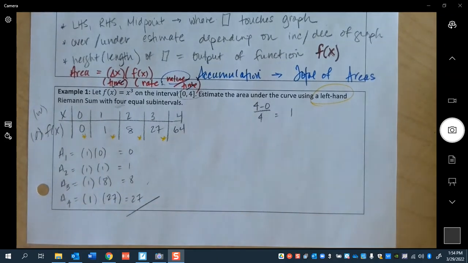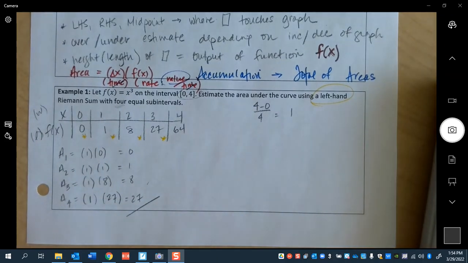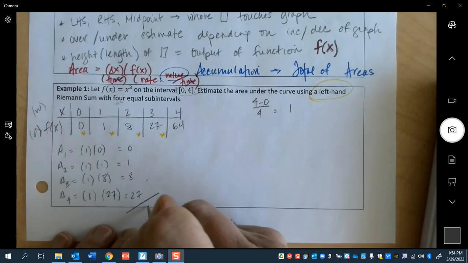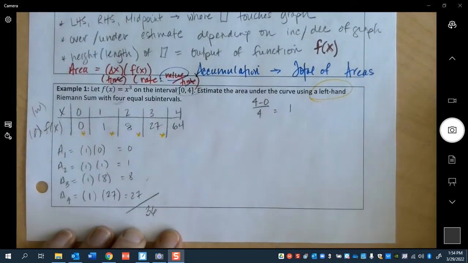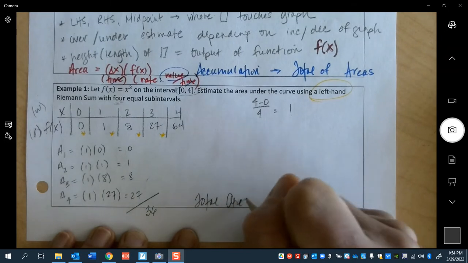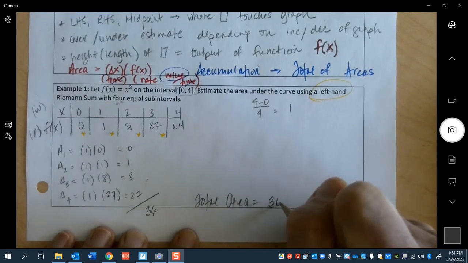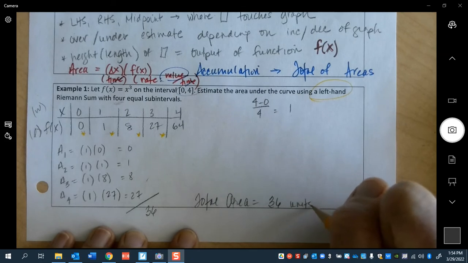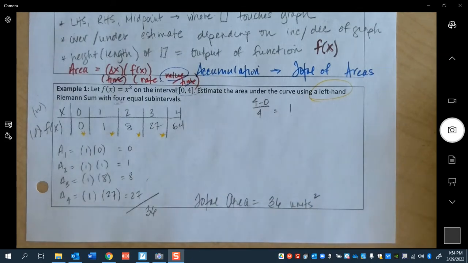So when I have my area values, finding their sum, 27 plus 9 sounds like 36 to me, right? So then the total area is equal to 36 units squared.